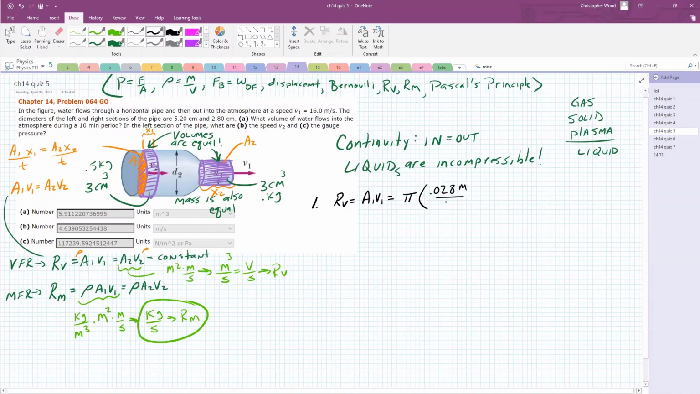0.028 meters over 2. This is pi r squared. This is the velocity V1. So I know this velocity is given to me as 16 meters per second. You can see the dimensions are easy.